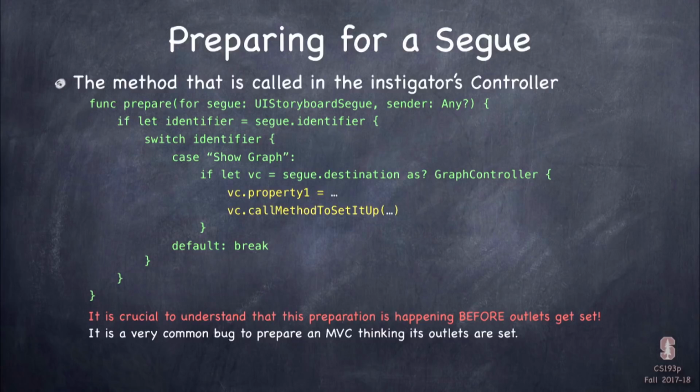It is absolutely crucial to understand that when you are executing these yellow lines, you're preparing that MVC. When that's happening, that MVC's outlets have not been set yet. So all those outlets, like in our concentration, the card buttons, the flip count, they're all nil. Now they're implicitly unwrapped optionals, but they're still going to get unwrapped when you try to access them.